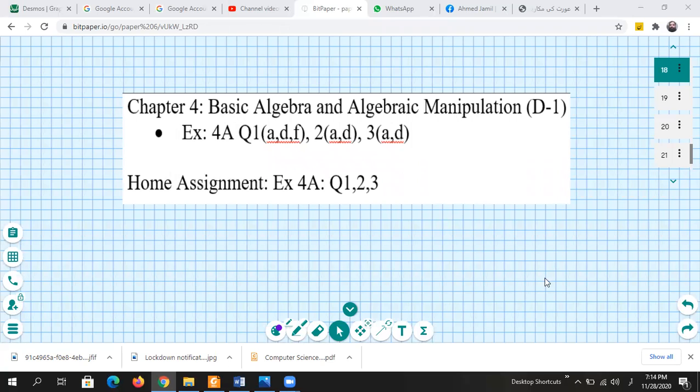This is the first lecture of chapter number 4, Basic Algebra and Algebraic Manipulation of your D-1 book. Today's lecture is about exercise 4A, question number 1, 2 and 3.